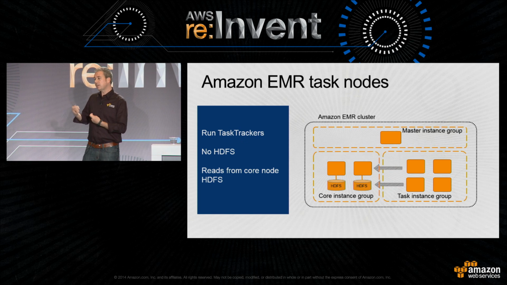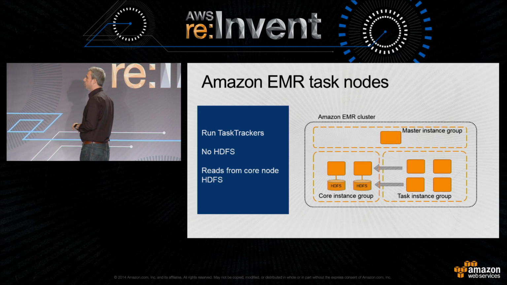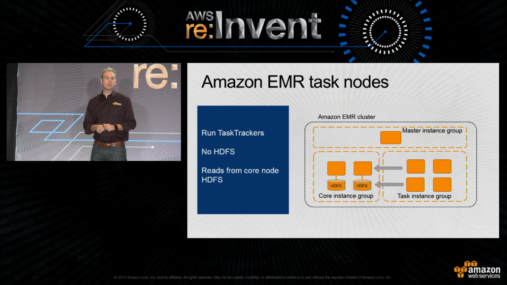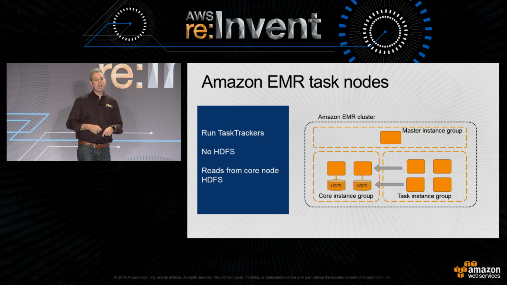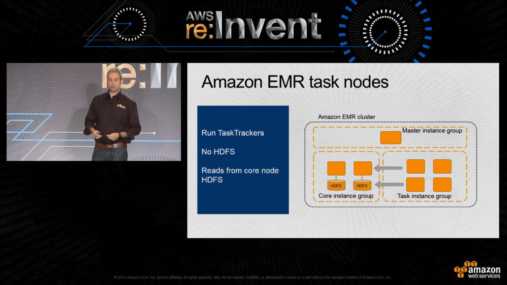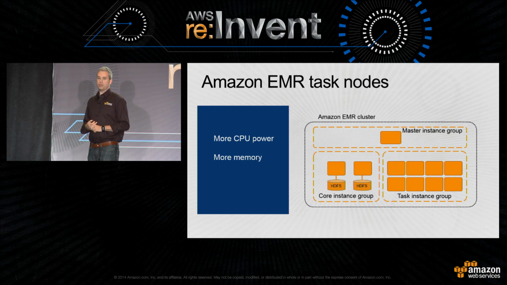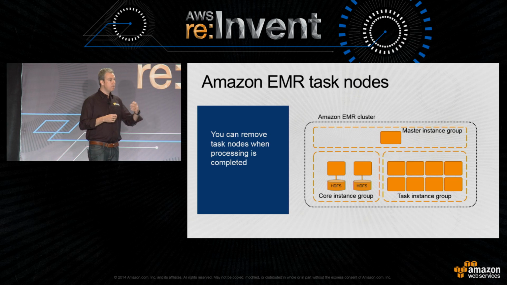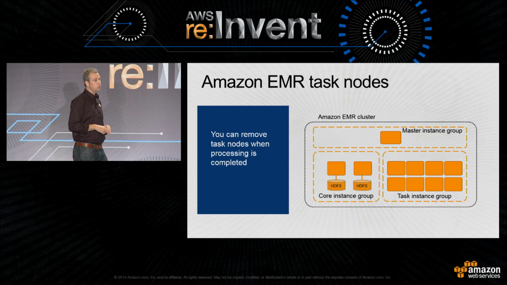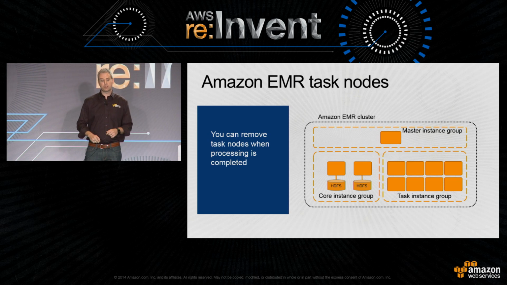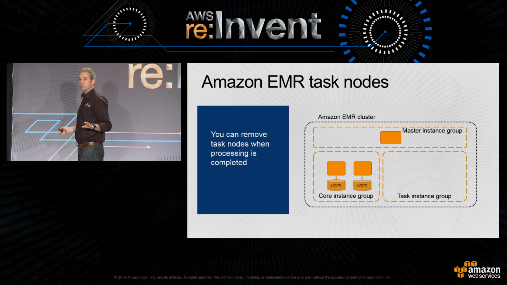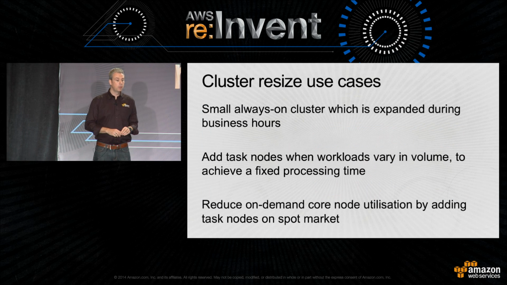So we add the task group, and this is where we see the greatest benefit for scaling your clusters over time. Add a task group which is not storing data, and then you can scale up as big as you want, keeping in mind that they'll be talking independently to S3 if you're using S3-based jobs, and then when you're done, get rid of them.